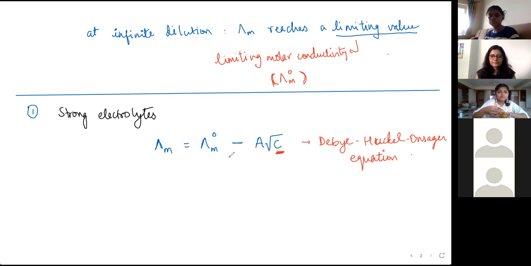Delta M. See that? It's not delta, this is lambda, capital lambda. If it's a triangle, it's delta. Lambda M, molar conductivity. So these two are the variables. If I plot a graph between lambda m and root c, what kind of a shape will I get?